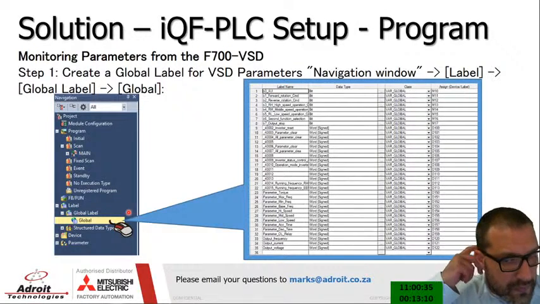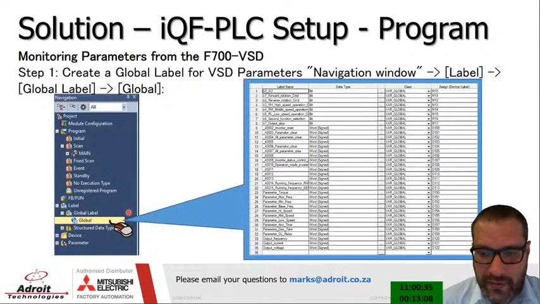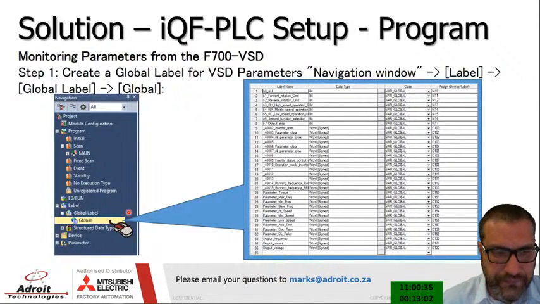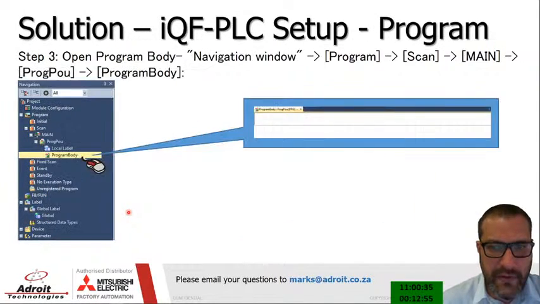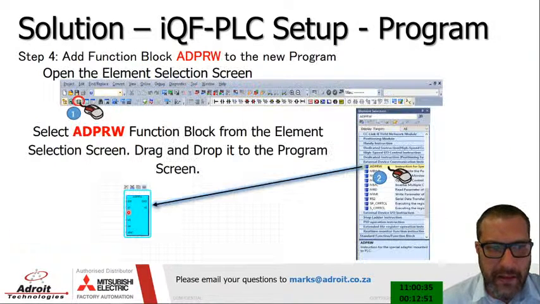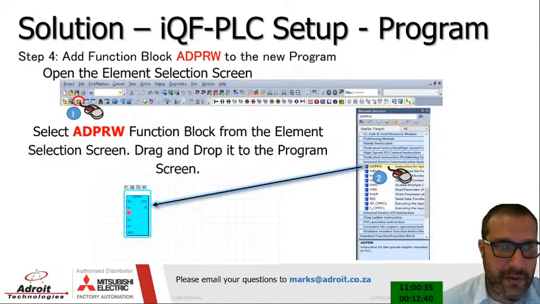Then your output frequency, these are ones that we are going to read. Output voltage and output current. So once you've done that, now you're going to add new data. You're going to add a new program block, and that's what the program block is going to look like. And you are going to drag and drop your ADPRW block into the programming area.